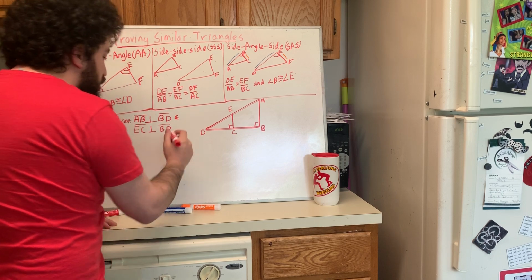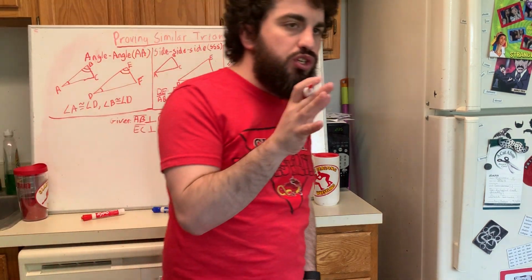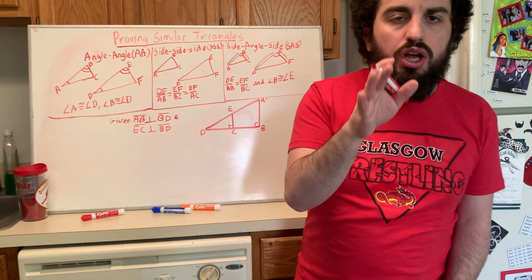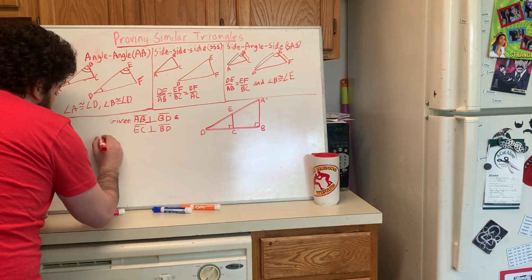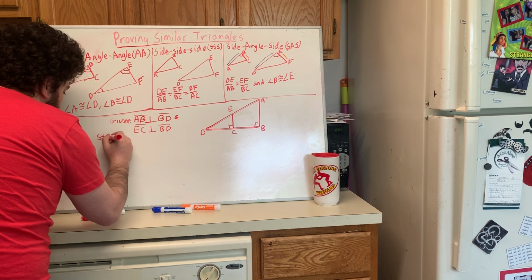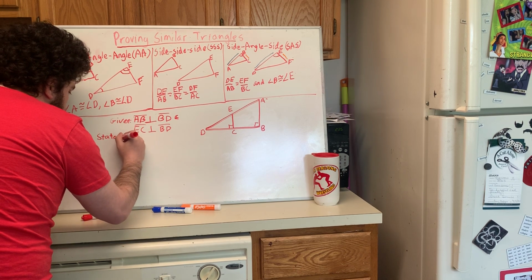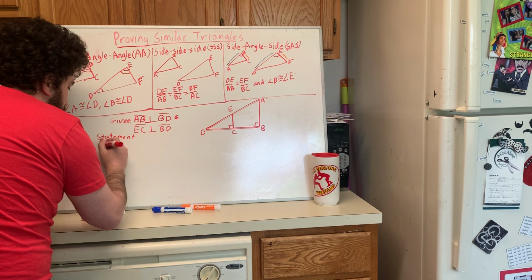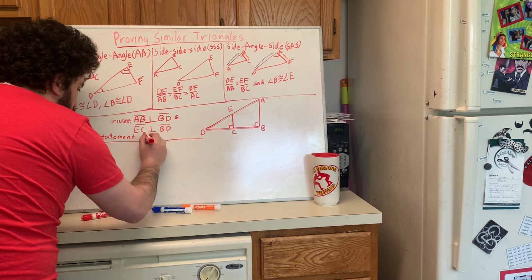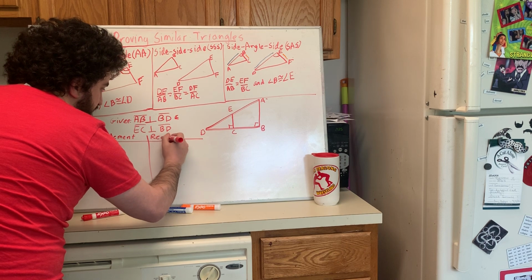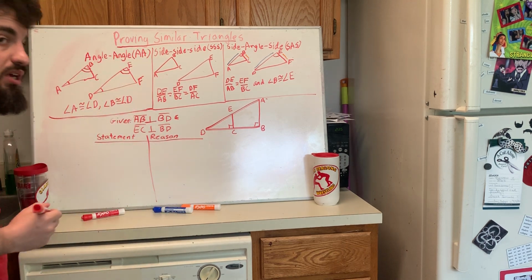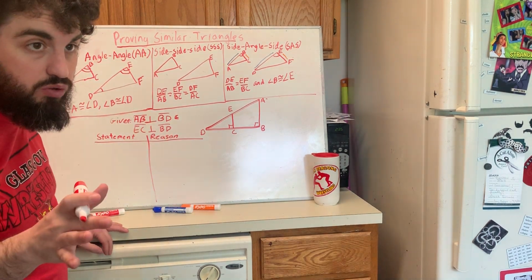Okay. So the first statement we're always going to write in our 2-column proofs is our given information. So I'm going to write here, first column is our statement. And then the second column will be our reason. You must give me a reason in these proofs.